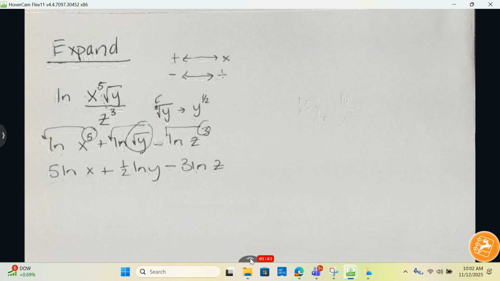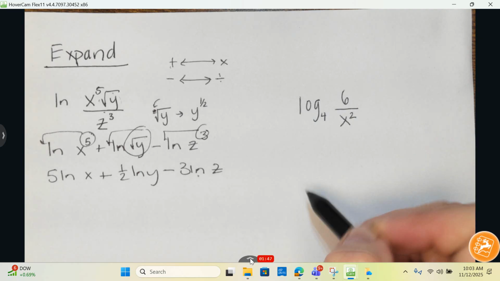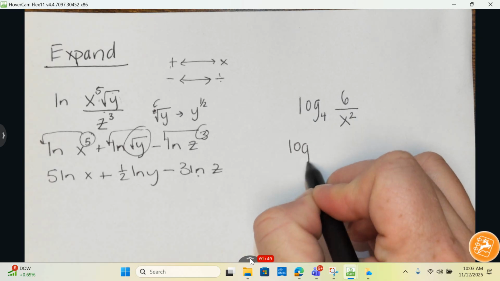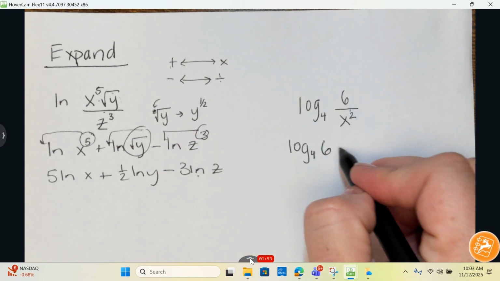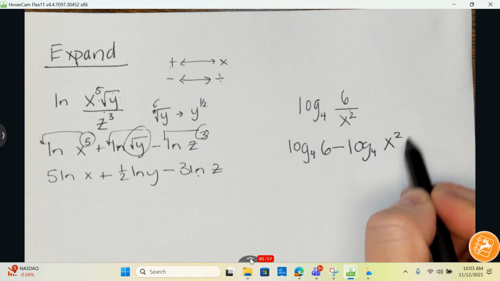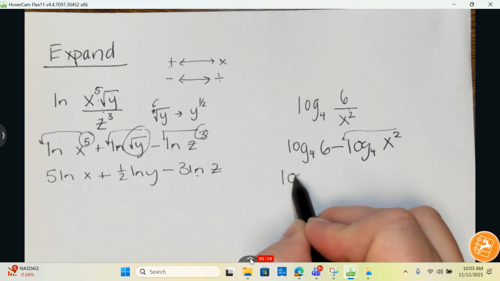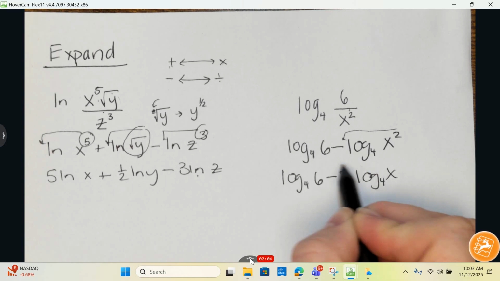In our second example, we are going to expand this expression, which is in condensed form. Log base 4 of 6, division turns into subtraction, and log base 4 of x squared. Now any exponent needs to be placed in front, so log base 4 of 6, subtract 2, log base 4 of x.